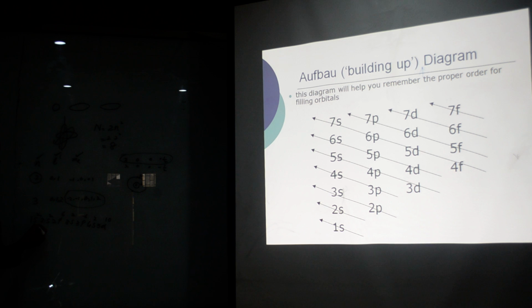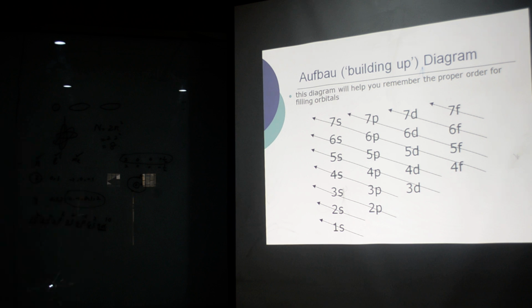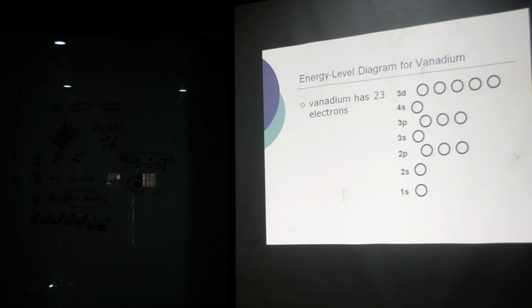So first this level will be filled, then this one, then this one, then this one. You can see the third shell's d orbital is filled after 4s. And similarly, you can write for it. And this was described by Aufbau, and it is called the Aufbau principle for designating the electronic configuration of different elements.